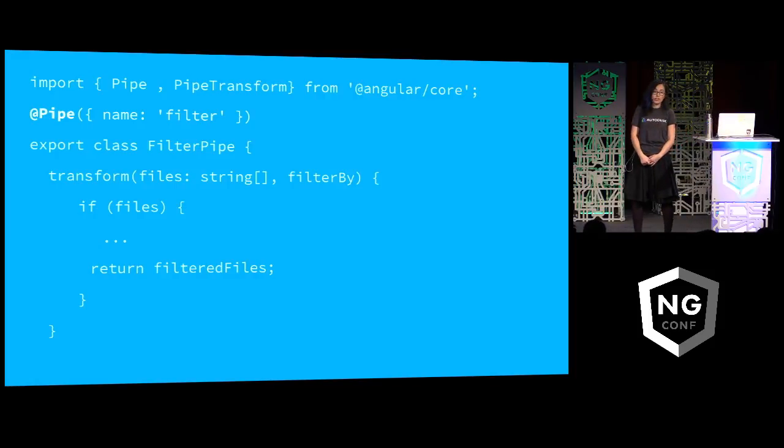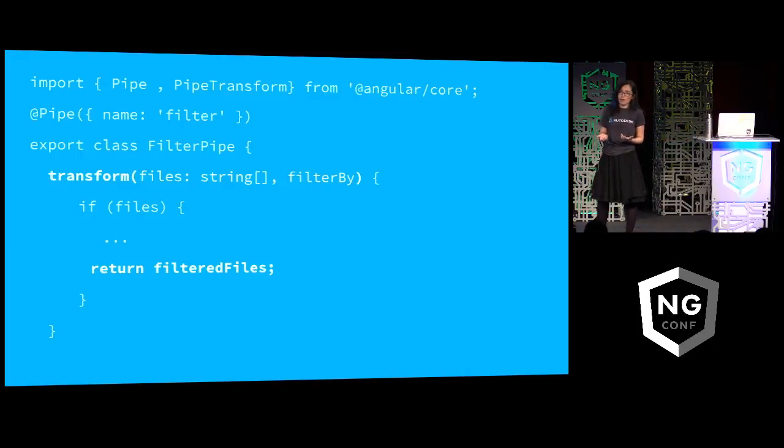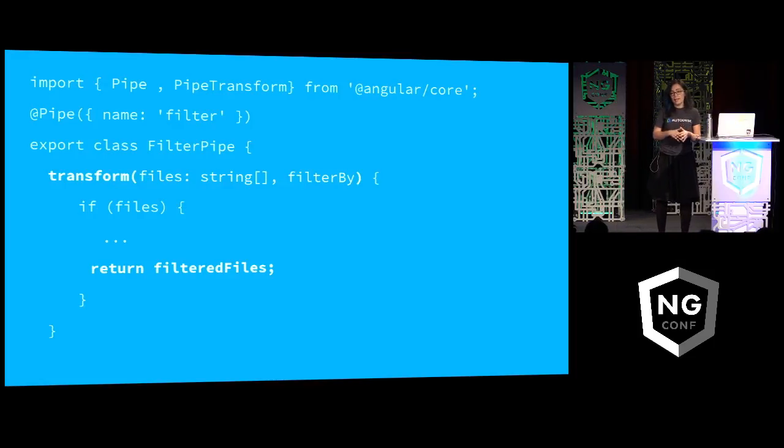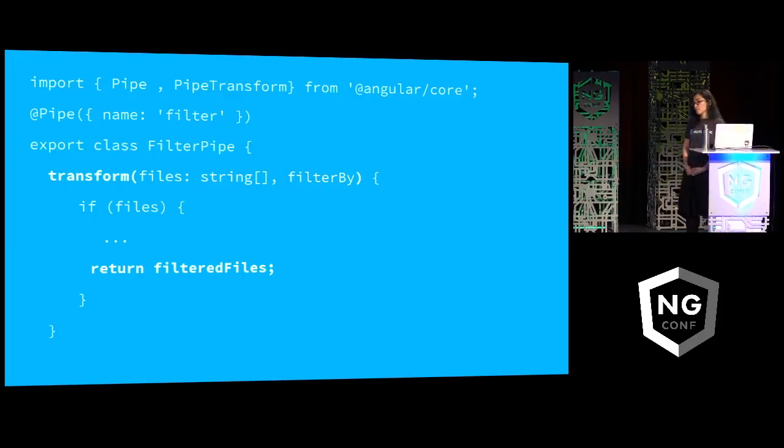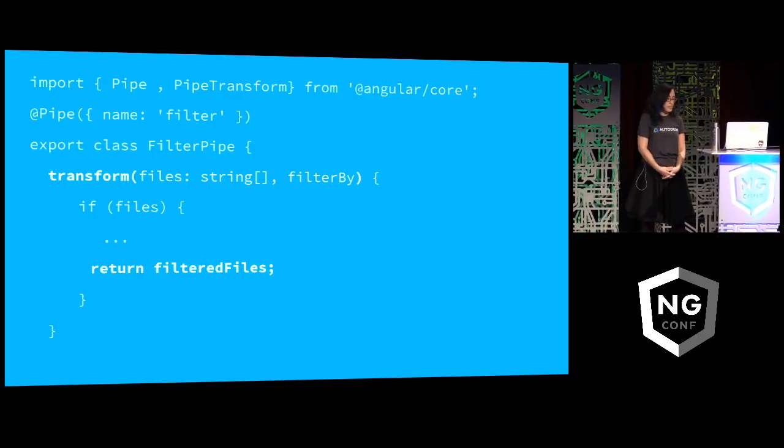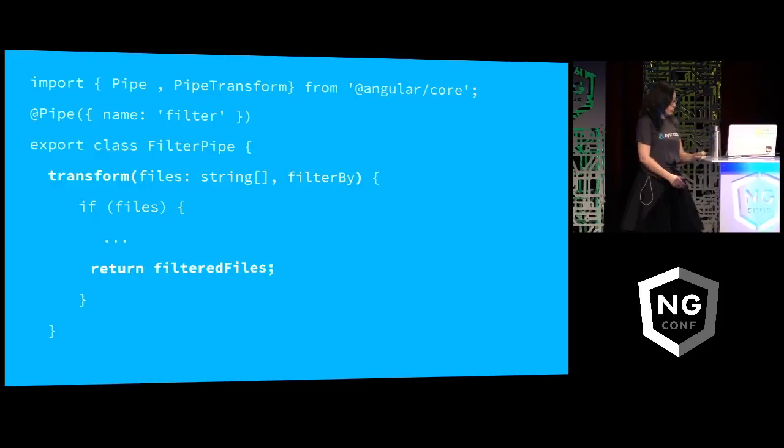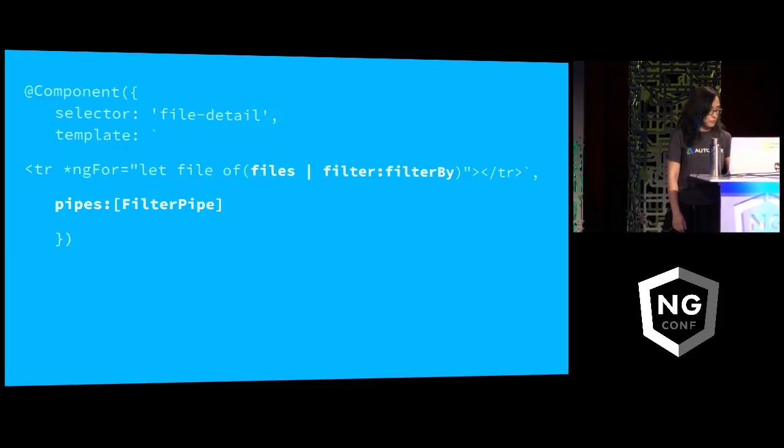In our decorator, the first thing that we give is the name. This is the name that we will be using in our HTML as the filter. And then we are implementing the transform method. And the transform method takes at least one argument, which is the input that we want to change. And also, it can take as many arguments as you want, and you can just use them with semicolons. And the transform method obviously has to return a result that you want to be displayed in your HTML.